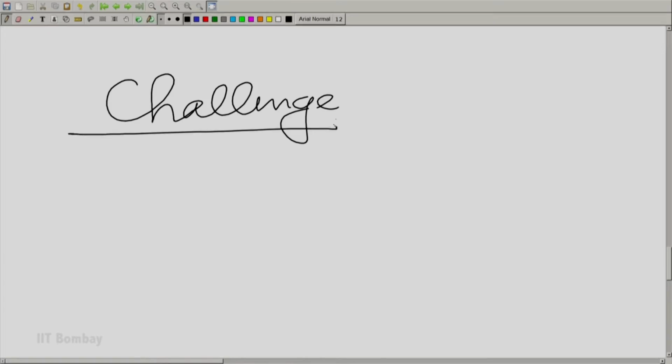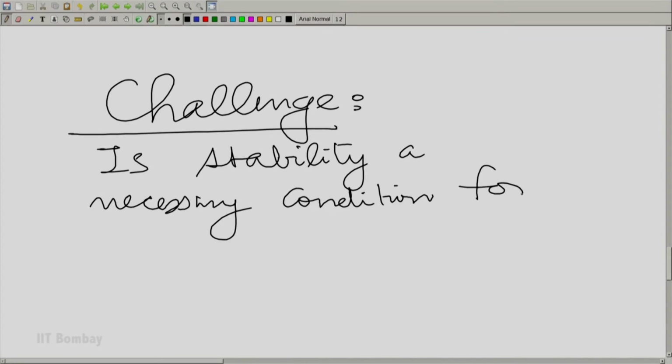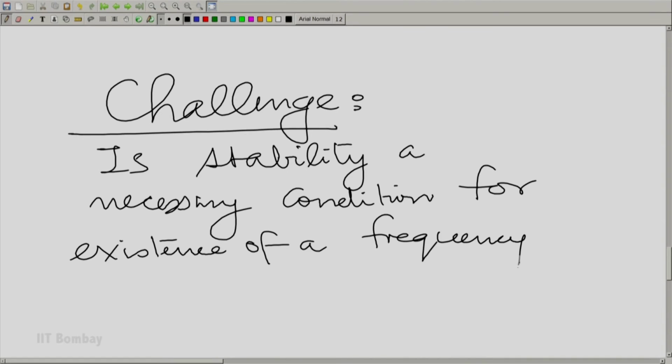And now I am going to put a big challenge before you. It is not an easy question, and I do not even intend to answer this question immediately. But for some of you who are mathematically inclined, who have done a course on real analysis or who have some exposure to functional spaces, advanced learners I might call them that, I have a challenge for you. Let me put that challenge down. Is stability a necessary condition for the existence of a frequency response?